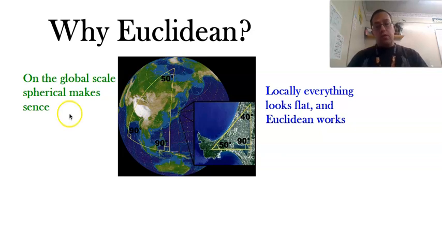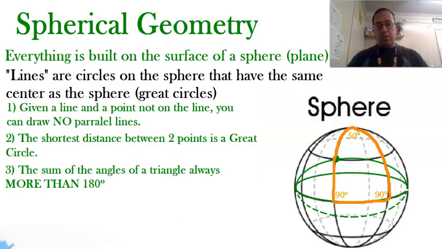All right? So when looking at big stuff like intercontinental travel, we use great circles, we use spherical geometry. But local travel, things like that, Euclidean geometry is good enough. So again, the basic differences: in spherical geometry, everything is on a sphere, whereas in Euclidean geometry, it's on a flat surface. Right? Lines, we know what lines are. They go on forever and they're straight. In spherical geometry, they are great circles. They have the same center as the center of the sphere. And because of that, there are no parallel lines in spherical geometry.